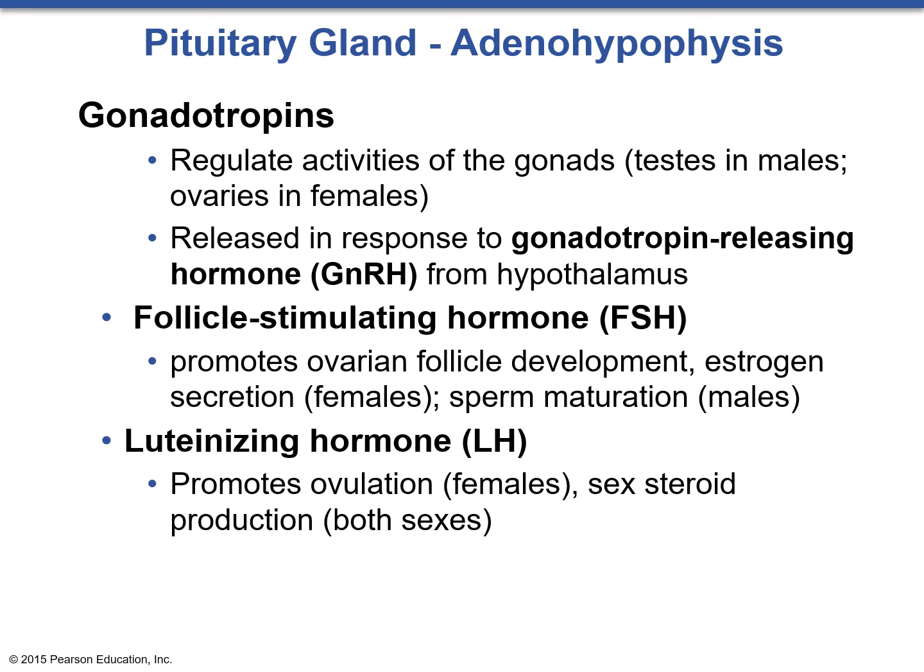Follicle stimulating hormone is going to promote ovarian follicle development and estrogen secretion in females and sperm maturation in males. Luteinizing hormone, or LH, promotes ovulation in females, which is, of course, the release of the egg or the ova from the actual ovary, and sex steroid production in both sexes, so progesterone, estrogen, as well as testosterone in males.